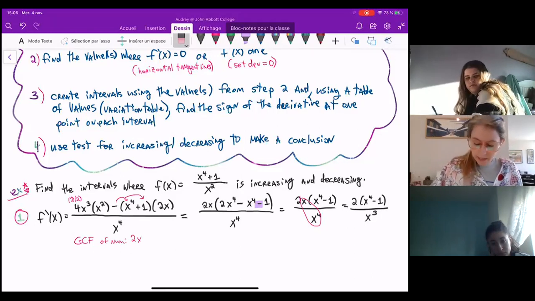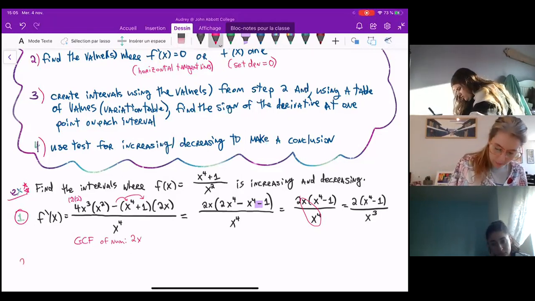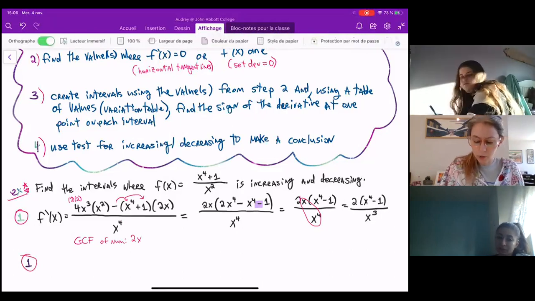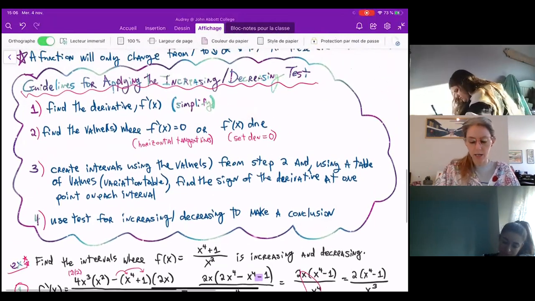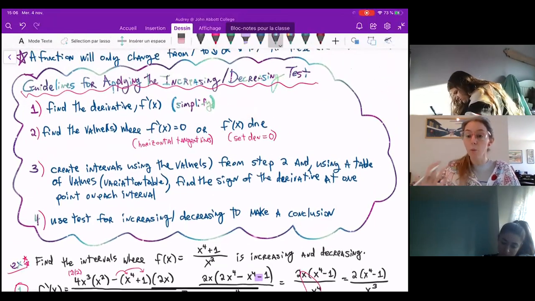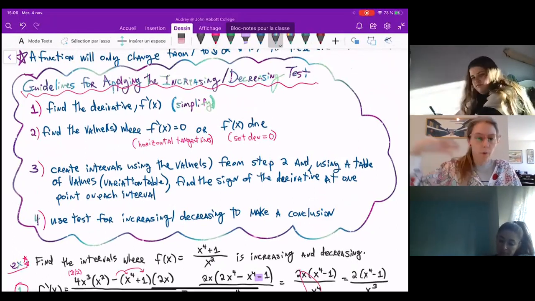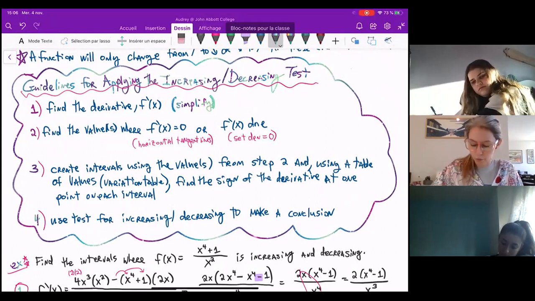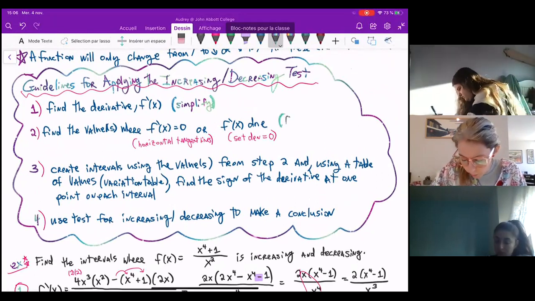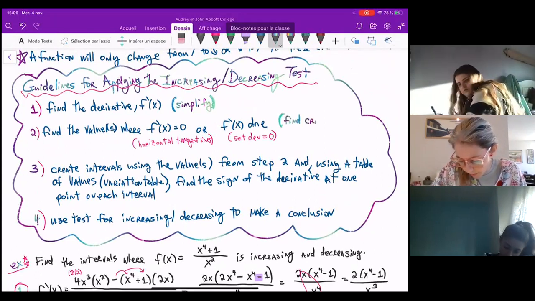Okay, so now in my second step, we want to find the values where f prime of x equals 0 or f prime of x does not exist. And up here, I'm going to put in parentheses that what we're doing is finding critical values. And it's going to be important. You're going to see the word critical value used over and over again. So here, in other words, we're finding critical values.